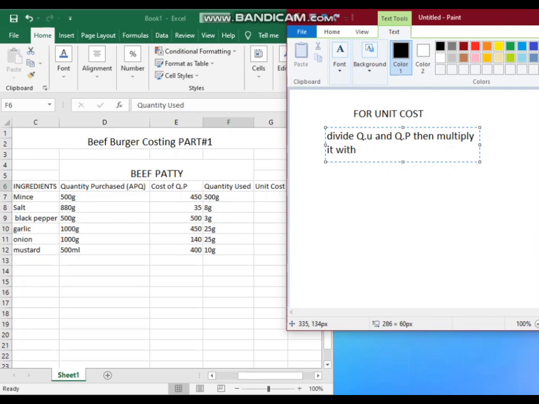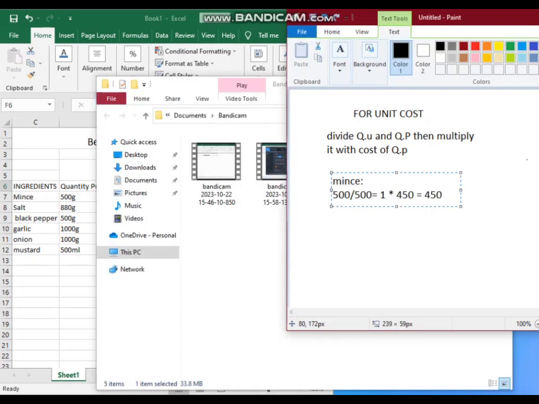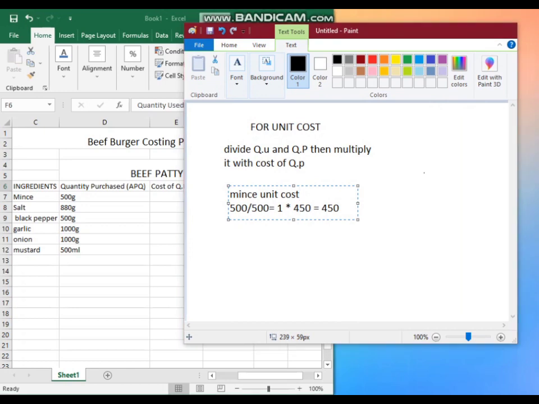In Excel you can calculate the unit cost by applying just a simple formula, but I will teach you theoretically how to calculate unit cost. If anybody doesn't have Excel or a PC or a laptop, they can easily use this theoretical formula and calculate the unit cost. The formula is: divide the quantity used by the quantity purchased, then multiply the answer by the cost of the quantity purchased. So you will get your unit cost.